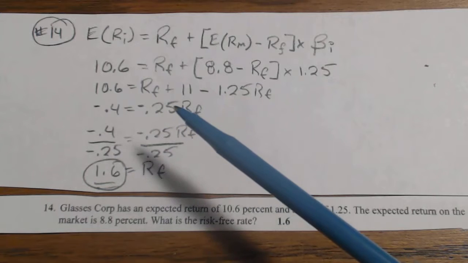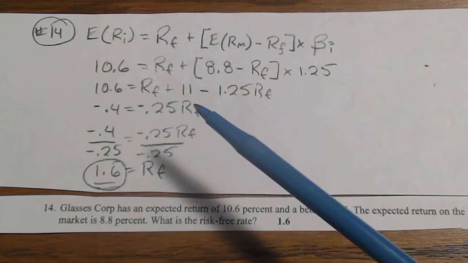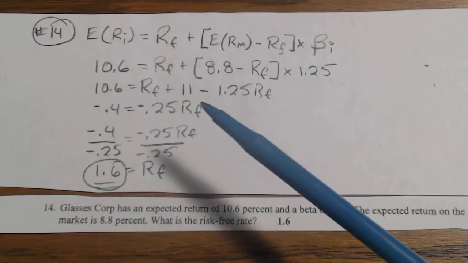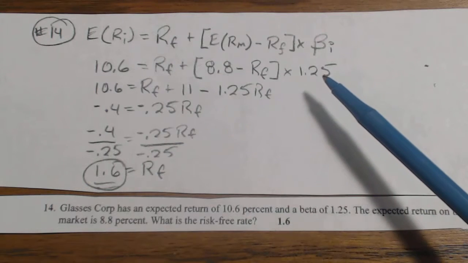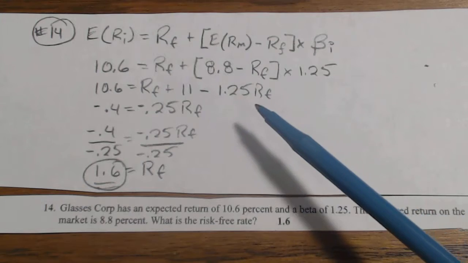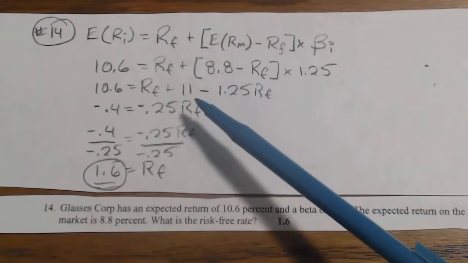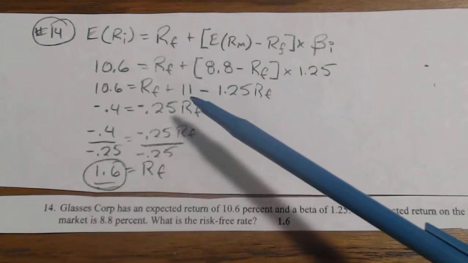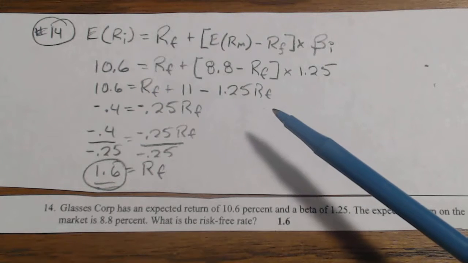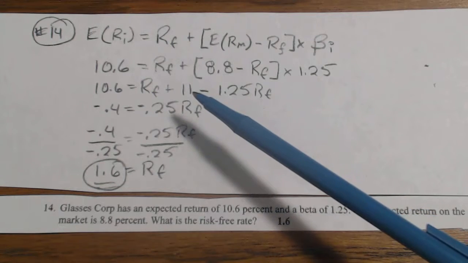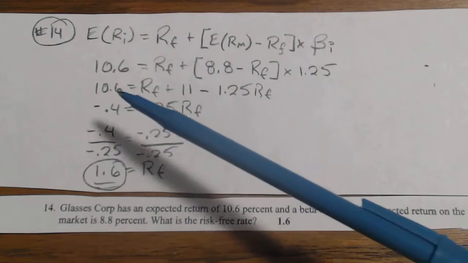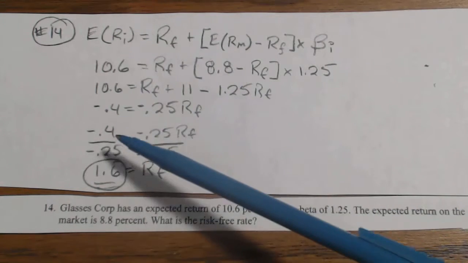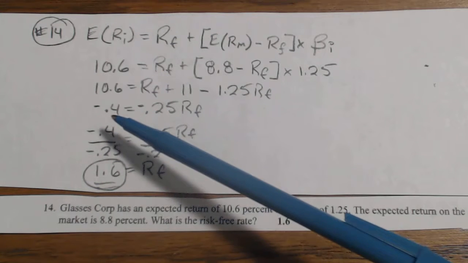10.6 equals RF plus 11, minus 1.25 times RF. You're basically taking 1.25 times RF and 1.25 times 8.8. You multiply those together, that's how you get the 11, that's how you get the 1.25 RF. Okay, so now you've got 11 that you're going to pop over to that side, or you could have kept that over here, pop this over here, and pop those two over there. Either way, it's going to work out the same.